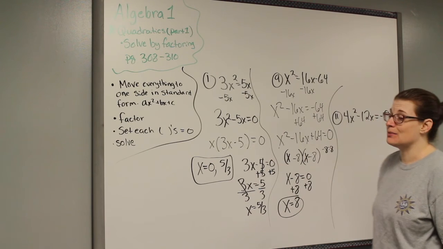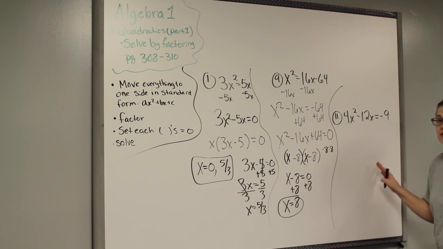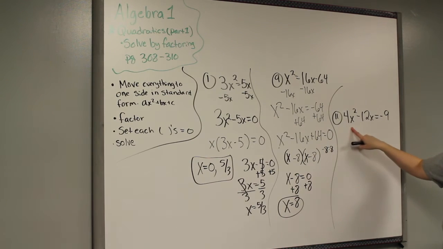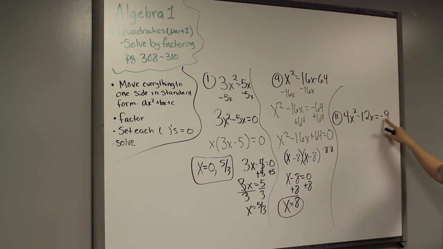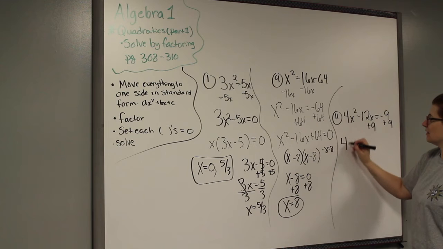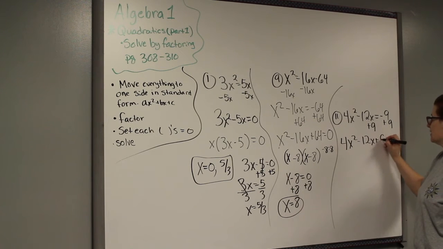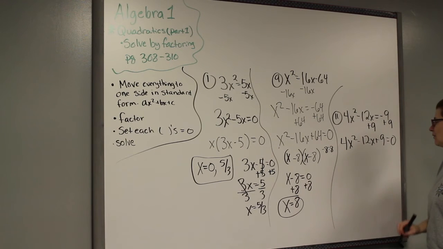Now this next one I believe is going to be a hard trinomial, which is why I picked it, and I may be off camera, but as long as the board is in focus, we'll be all right. So 9 is the only thing that needs to be moved over, because this is positive, and that's a negative 9, so I need to add 9 to both sides. So when I do that, I get 4x squared minus 12x plus 9 equals 0.